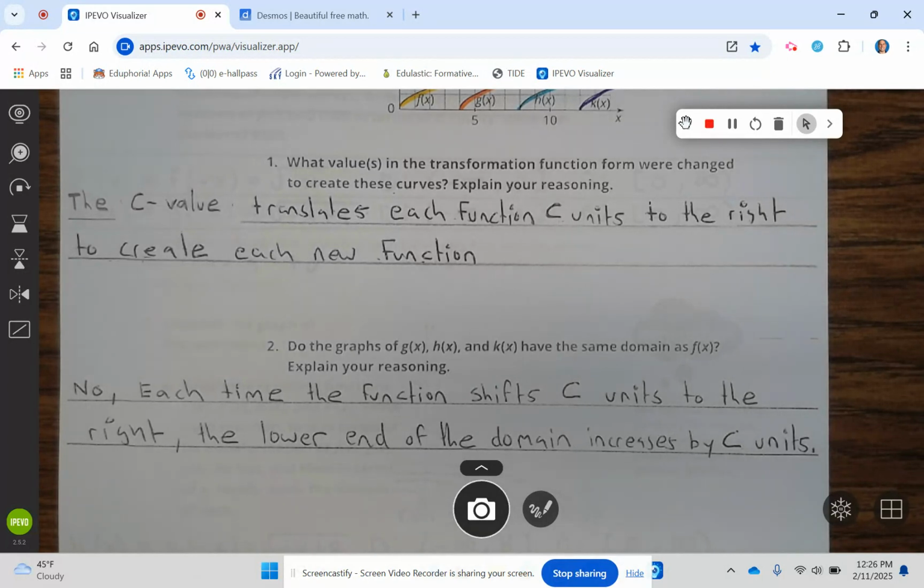2. Do the graphs of g of x, h of x, and k of x have the same domain as f of x? Explain your reasoning. No, each time the function shifts c units to the right, the lower end of the domain increases by c units. All right, let's take a look at the next page.